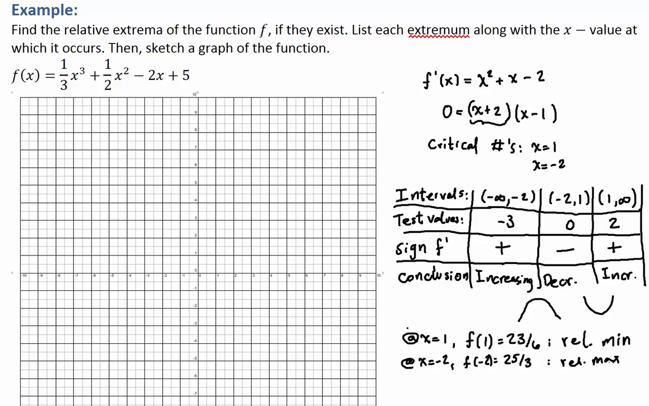Okay, so we have this information. Now we can sketch the graph of this function. So we have a few points. For example, at x equals 0, we have the intercept at 5. Then whenever x is 1, we had 23/6, which is about 3.83, so almost 4, so say around here. And then 25/3 is going to be 8.33, so at negative 2, somewhere down here.